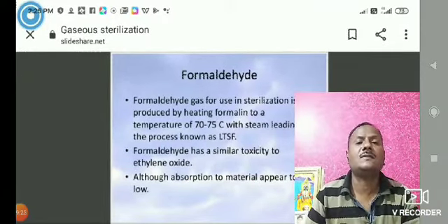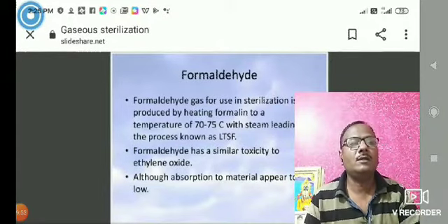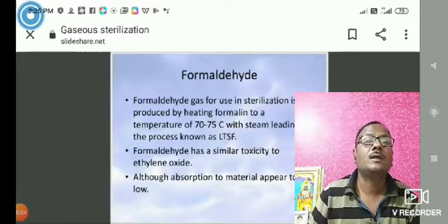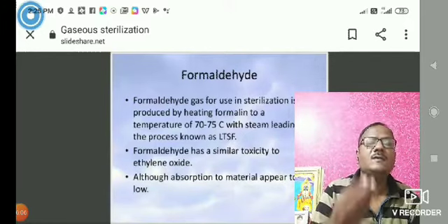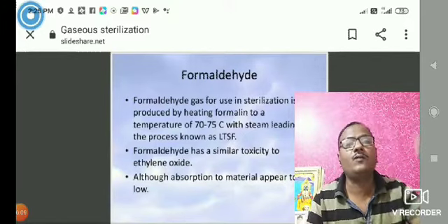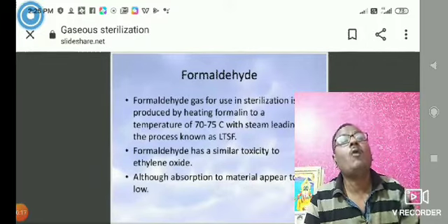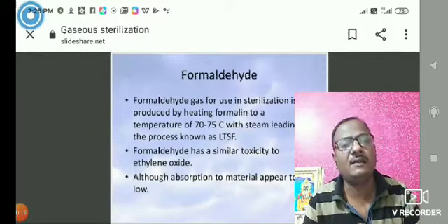So we can kill or destroy these microorganisms, although absorption to materials appears to be low, which is very important for the effectiveness of these chemical agents. The fumigation and gaseous sterilization processes are generally carried out within a room, within a hall, within a laboratory, within a research laboratory, or within an operation theater, or at any industrial level.